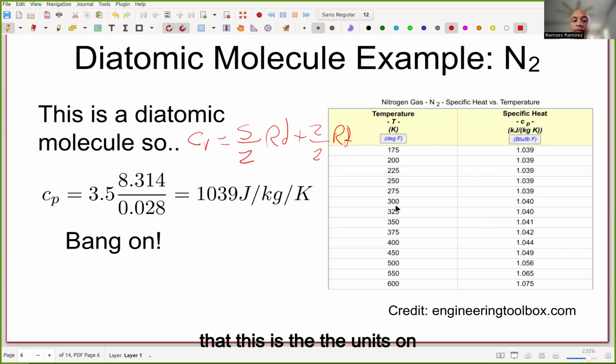Now, note that the units on engineeringtoolbox.com are kilojoules per kilogram per Kelvin, so you have to divide by 1,000 to get the equivalent value from engineeringtoolbox.com. You can see it's pretty much bang on. It's very much the same answer. I guess it's not surprising. N2 is a symmetric and inert gas, so this works very well. This coincides very well with our expectations of theory for a diatomic molecule.